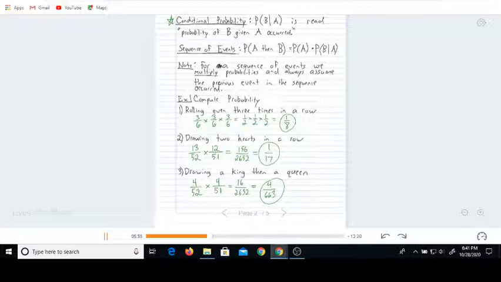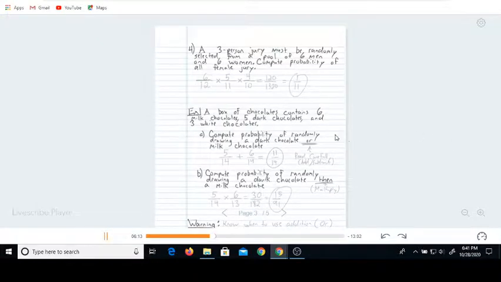And let's look at another example. We've got a 3-person jury that must be randomly selected from a pool of 6 men and 6 women. Compute the probability of an all-female jury. So you just have to pick them one at a time. Let's pick our first person for jury duty, and we're going to assume it's all female.